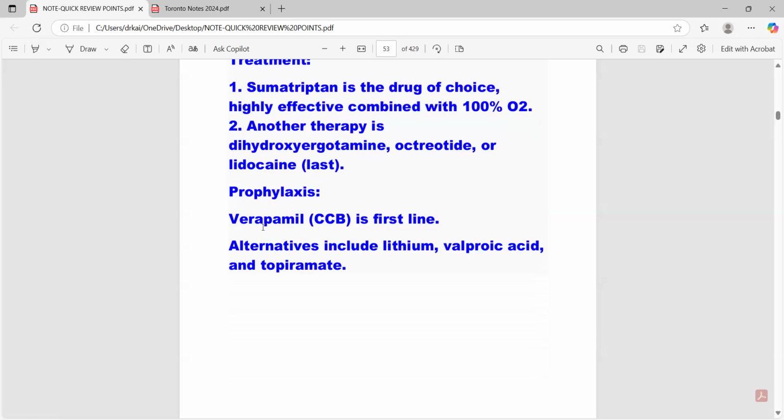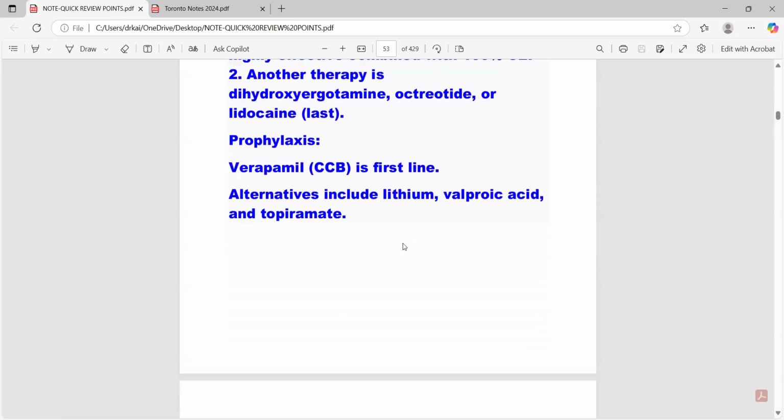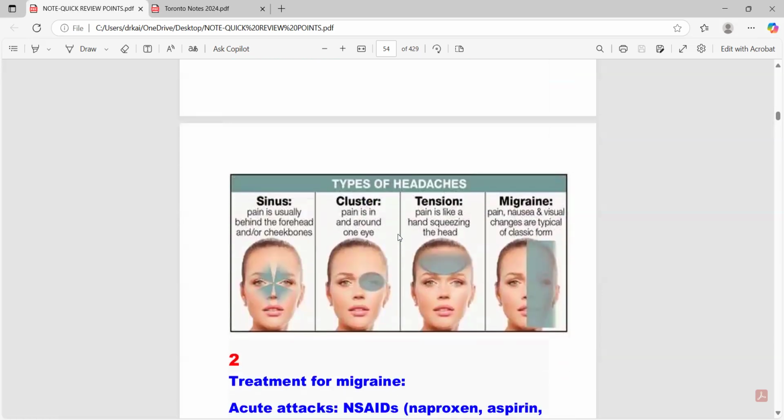Prophylaxis is given with verapamil, which is a calcium channel blocker, as first line. Alternative treatment is lithium, valproic acid, or topiramate. As you can see, the types of headaches are very, very important. What about the sinus one? Where exactly the location of the pain is matters. Cluster is mainly the eye and behind the eye. Tension is mainly the forehead. Migraine is only on one side.